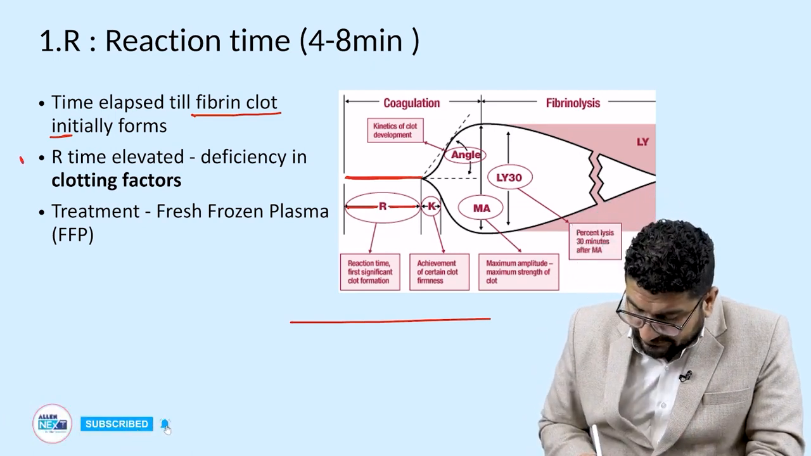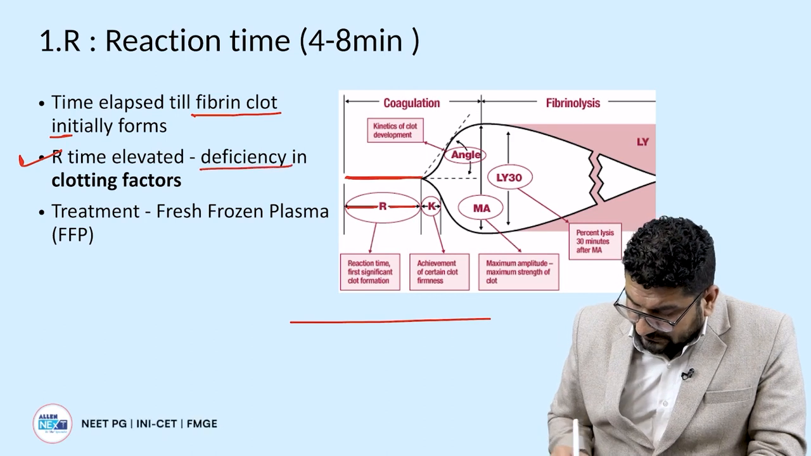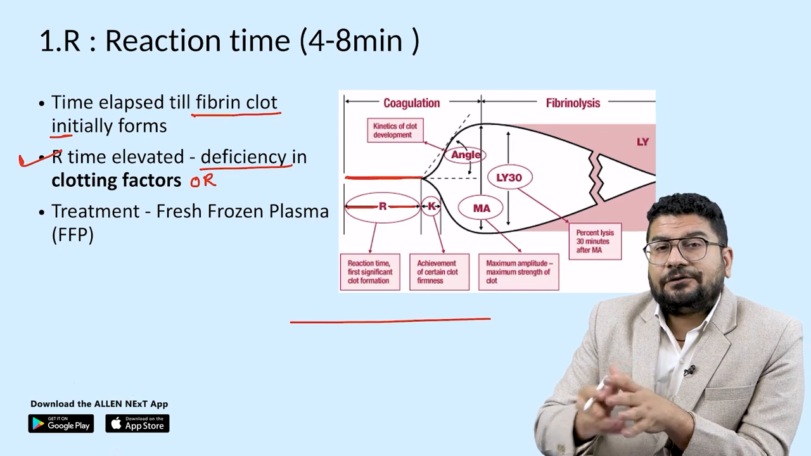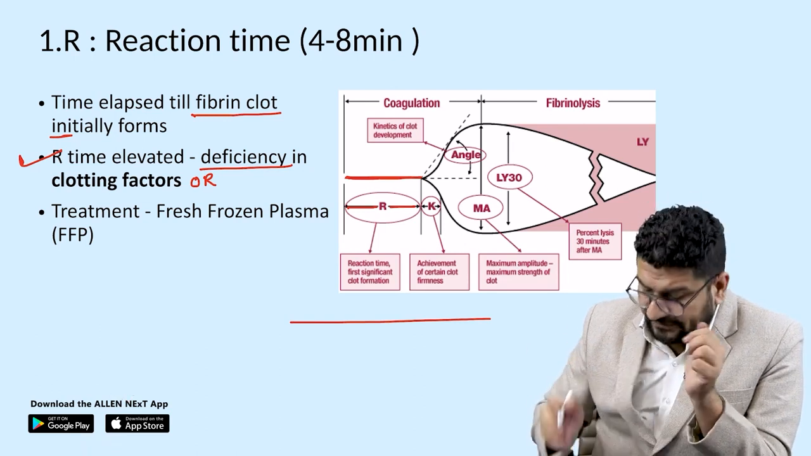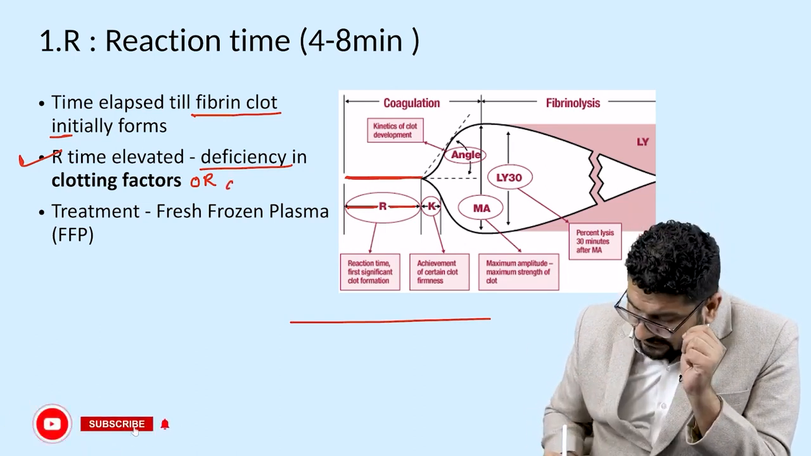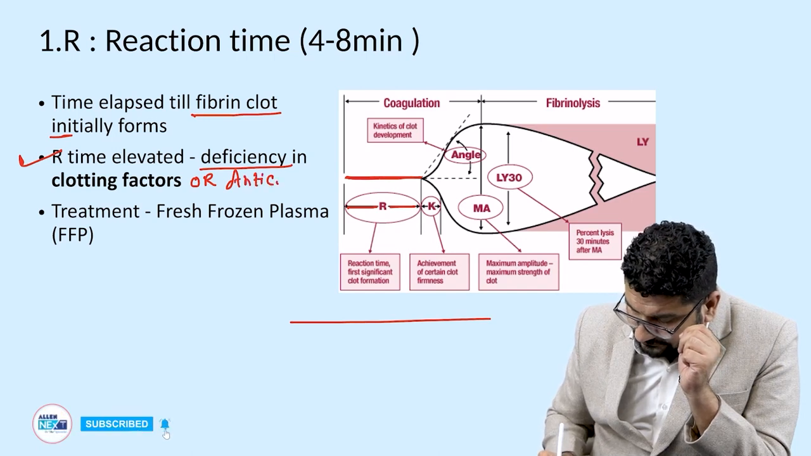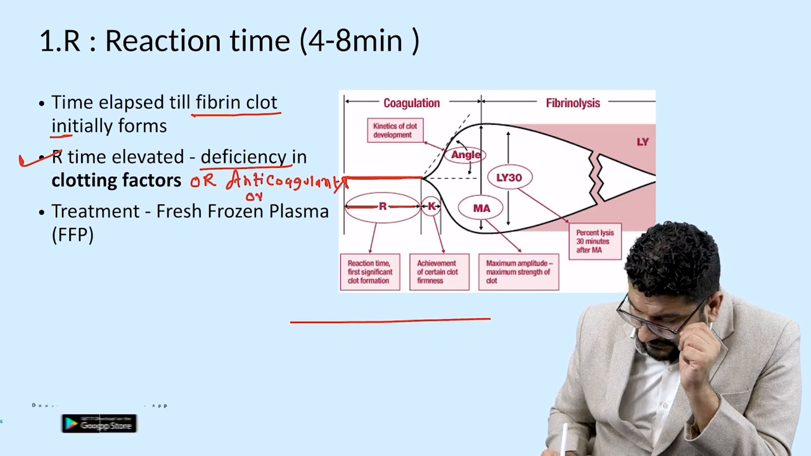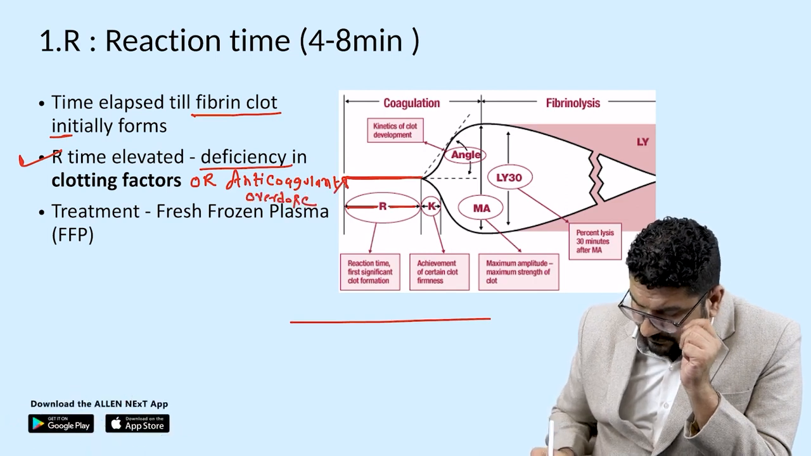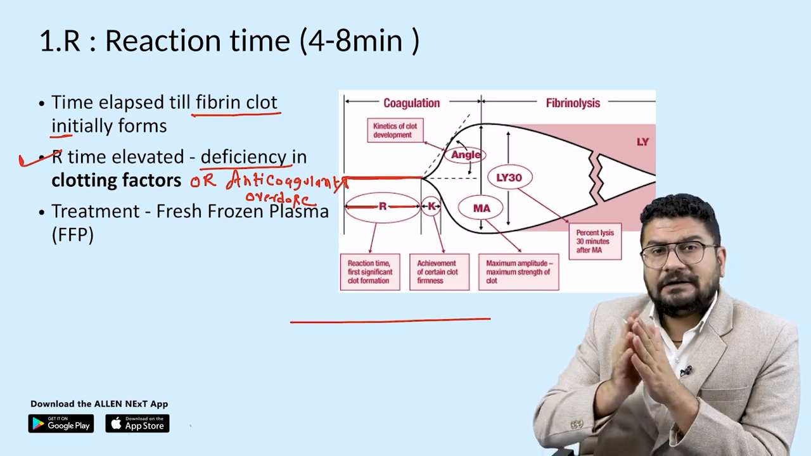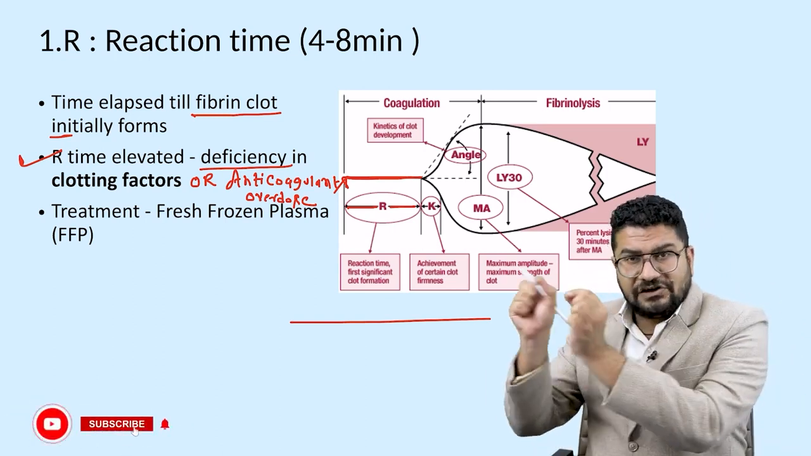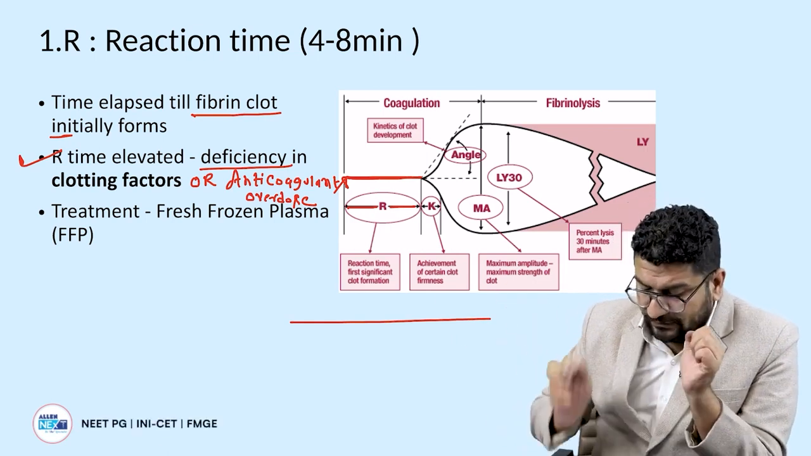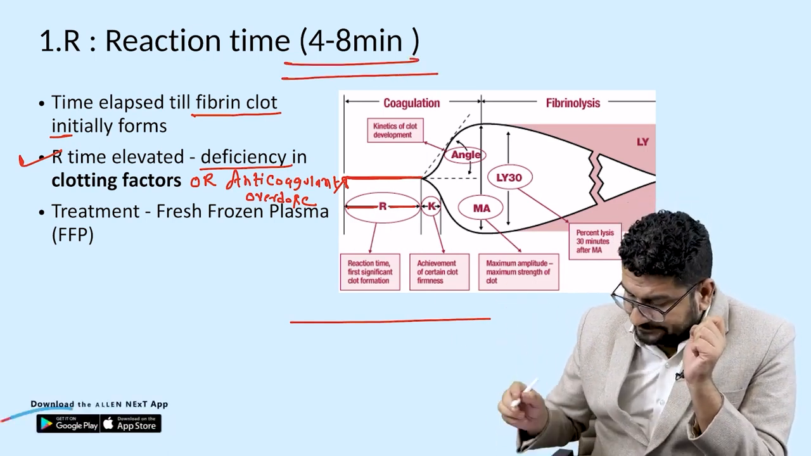So this time will be elevated in clotting factor deficiency. What else can cause this? This can occur whenever we are using a lot of anticoagulants, meaning warfarin and heparin. Anticoagulants. Clear? So either you have an anticoagulant overdose or clotting factor deficiency, then this R time, the time to initial clot formation, will be prolonged. The clot will not form quickly. That time is called reaction time. It is normally 4 to 8 minutes.